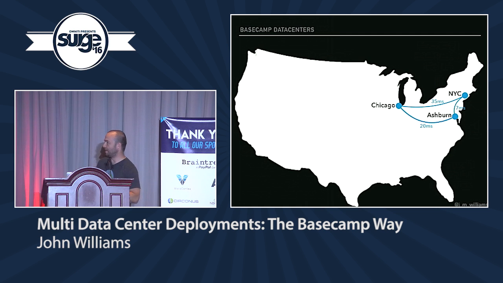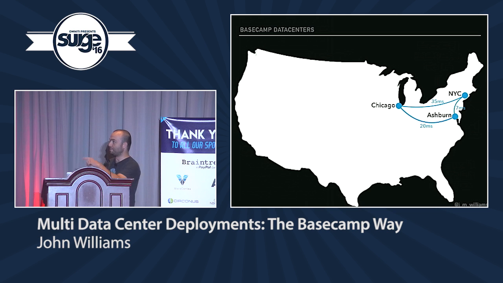So this is kind of an overview of what things look like for us. We have 3 data centers right now: Chicago, Ashburn, and New York City. New York City, you can kind of forget about that one. It's just for our object storage only. And then Chicago and Ashburn are our two main data centers.